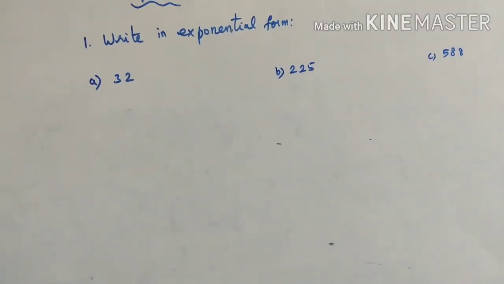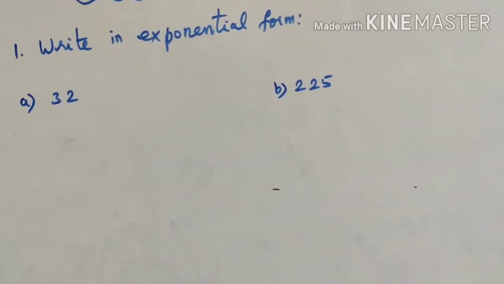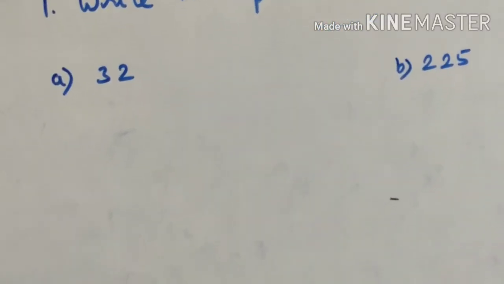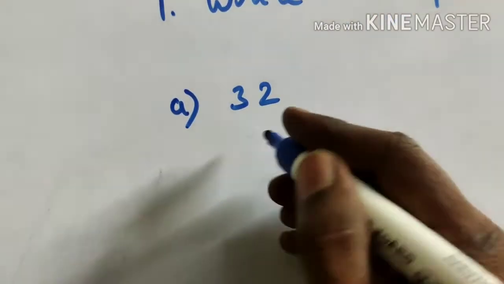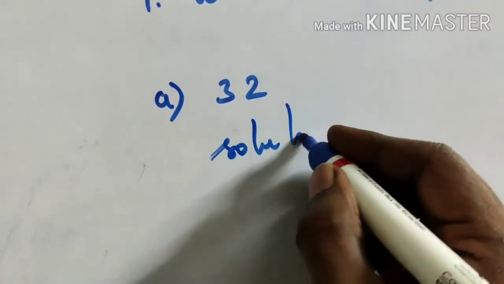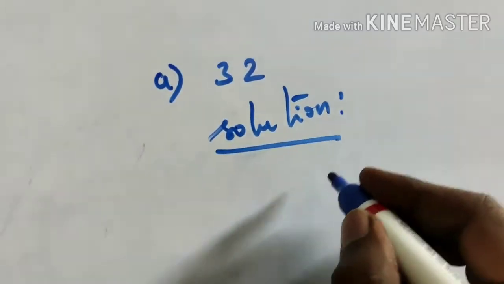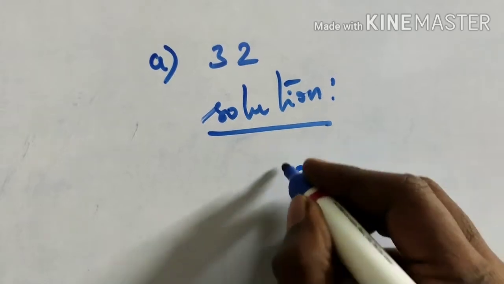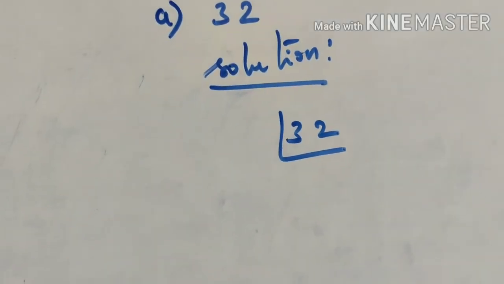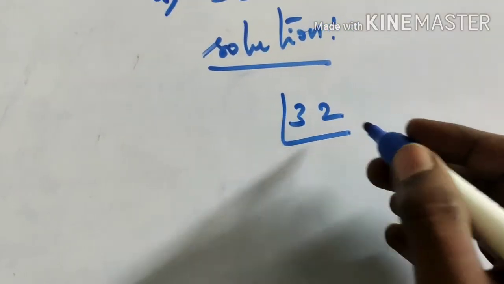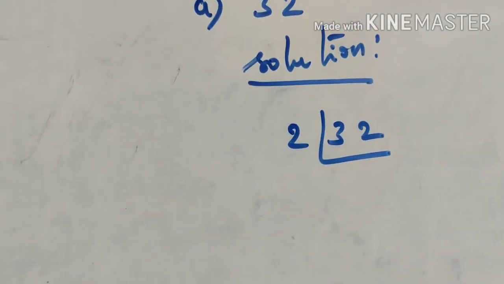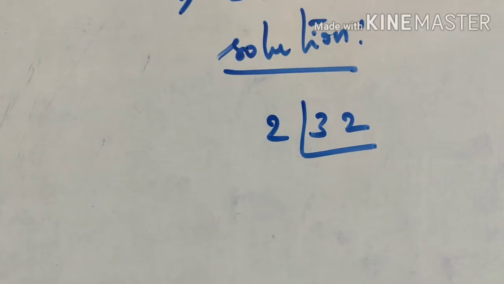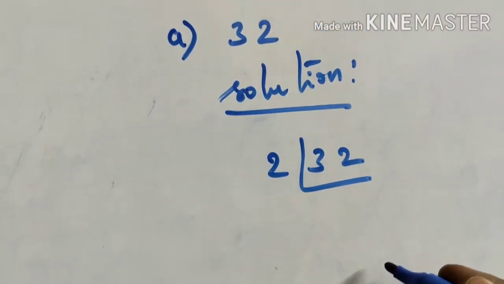Next, we are going to see how to write a number in an exponential form. That is, this 32. How to write this 32 in an exponential form? See here. First, you have to factorize 32. Start with the prime number. This is called prime factorization. What I am doing now is called prime factorization.